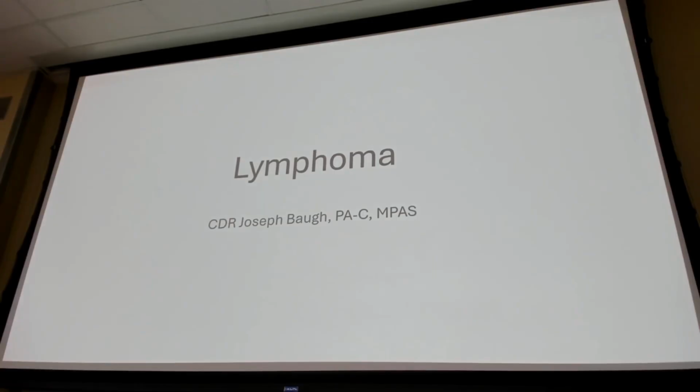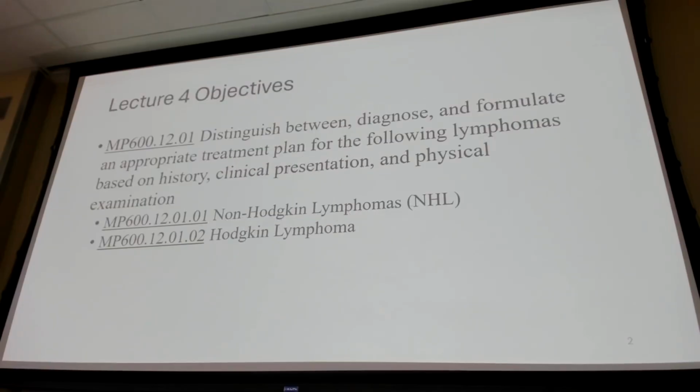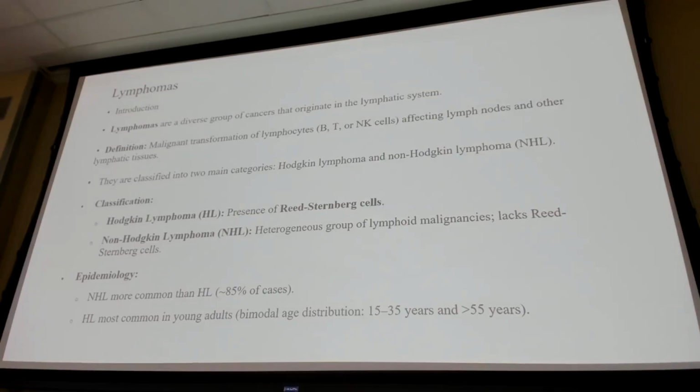But the two big categories we're going to talk about are Hodgkin's and non-Hodgkin's. Distinguish between non-Hodgkin's and Hodgkin's. Lymphomas. Cancers originate from the lymphatic system. Transformation, B cells, T cells, affecting the nodes and other lymphatic tissues. Two types, Hodgkin's, non-Hodgkin's. So these are also like board type questions, this Hodgkin's stuff.